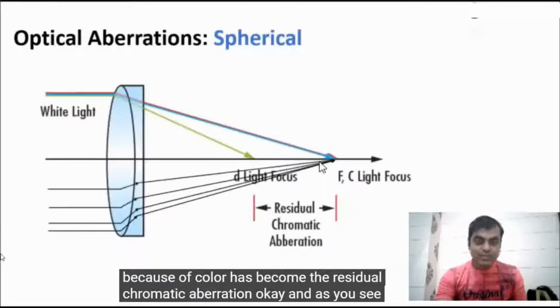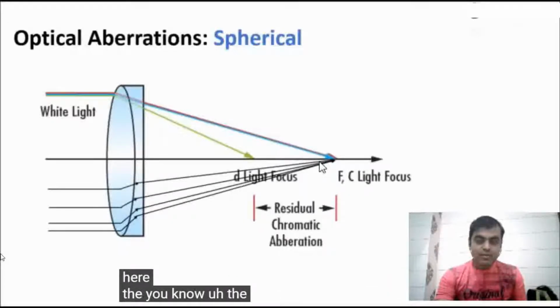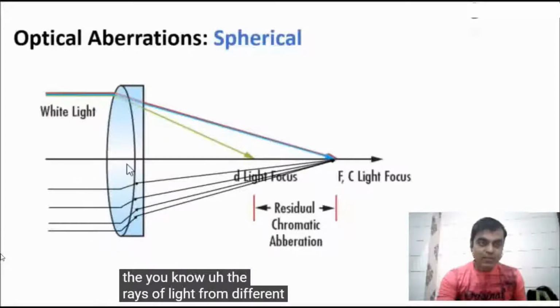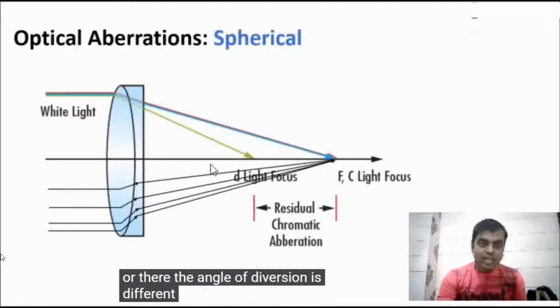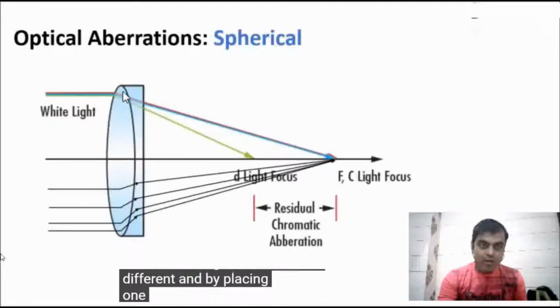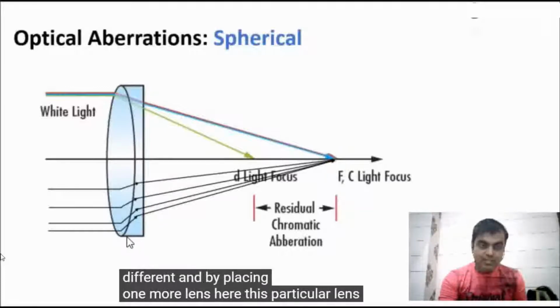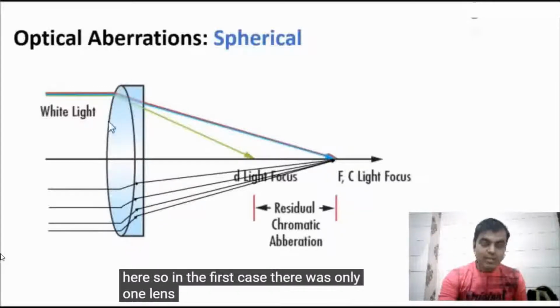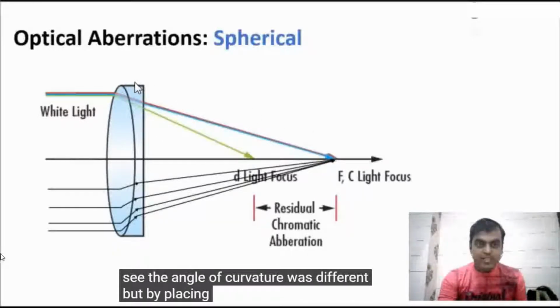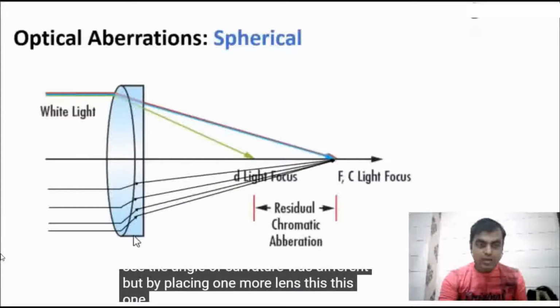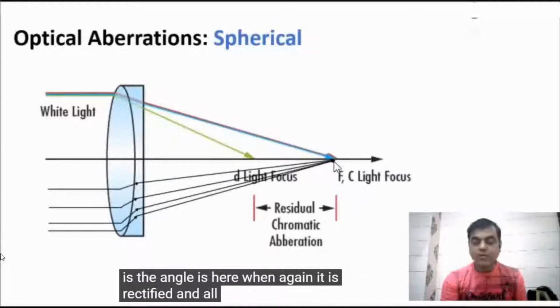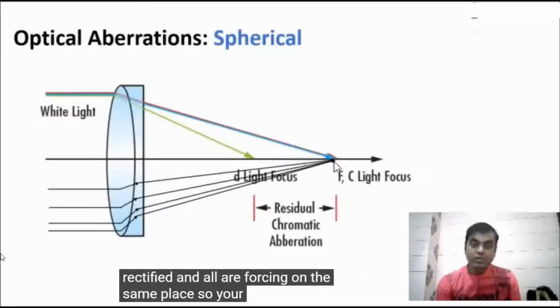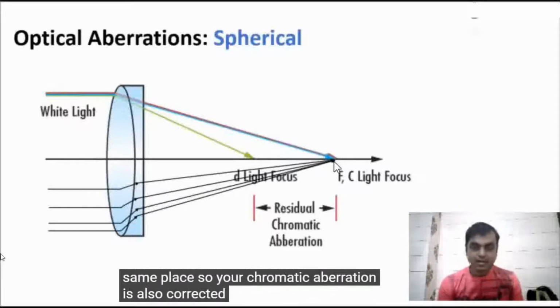Okay, and as you see here, the rays of light from different points are diverted, and the angle of diversion is different. By placing one more lens here, this particular lens. So in the first case, there was only one lens, and you see the angle of curvature was different. But by placing one more lens, this one, if you can see what has happened, the angle is here, but again it is rectified, and all are focusing on the same place. So your chromatic aberration is also corrected here.